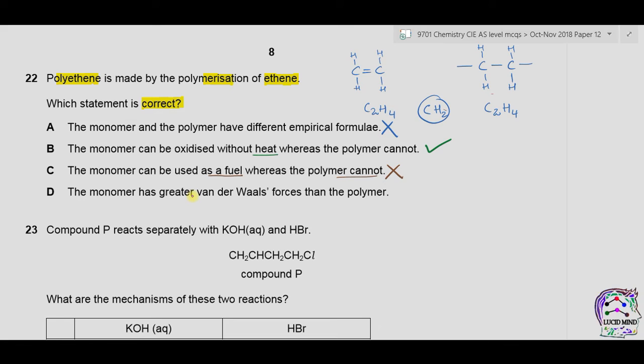Part D, the monomer has greater van der Waals forces than the polymer. This is incorrect because van der Waals forces depend on the number of atoms, as the chain in polymer are very long as compared to the monomer, so therefore van der Waals forces in the polymer must be greater as compared to this monomer. Correct answer is therefore B.